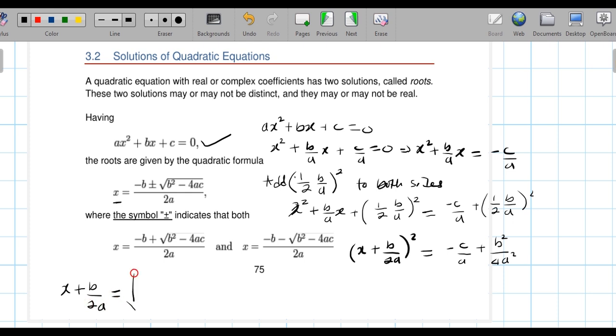If we take the square root of both sides, we're going to have x plus b over 2a equal to the square root of minus c over a plus b squared over 4a squared. So this is what we have, which means this can also be broken down. Let's find the LCM of this, which is 4a squared. a will go into 4a squared 4a times. So we have minus 4ac plus b squared.